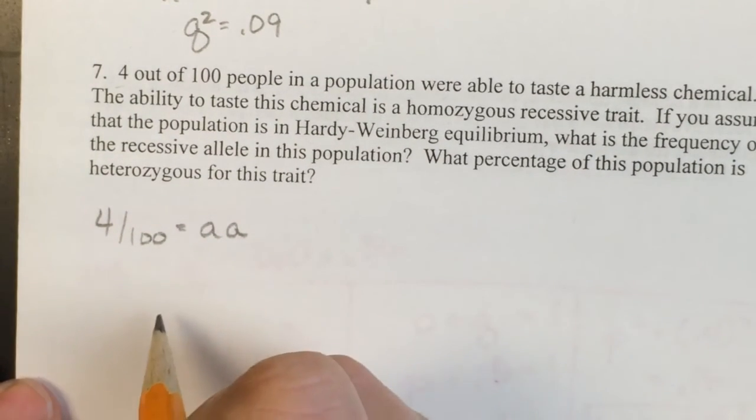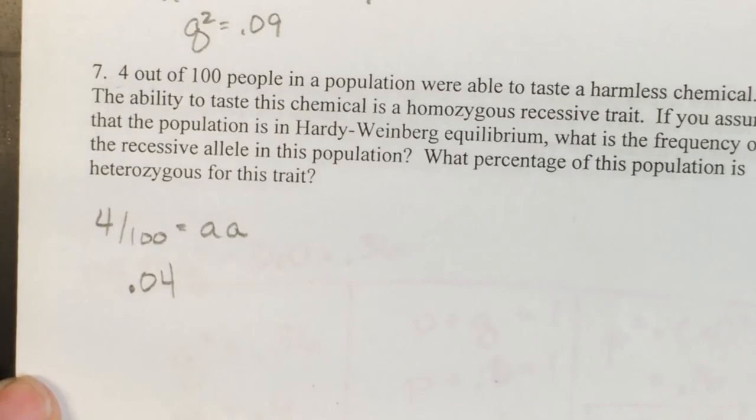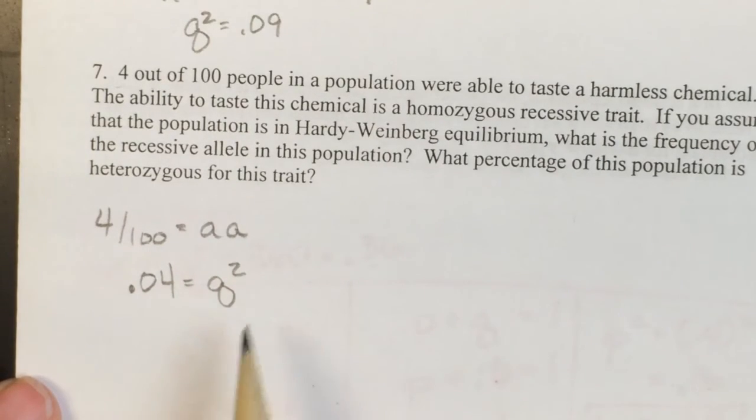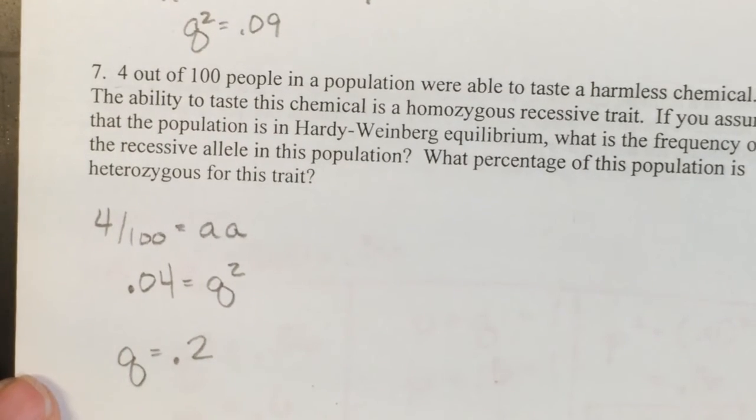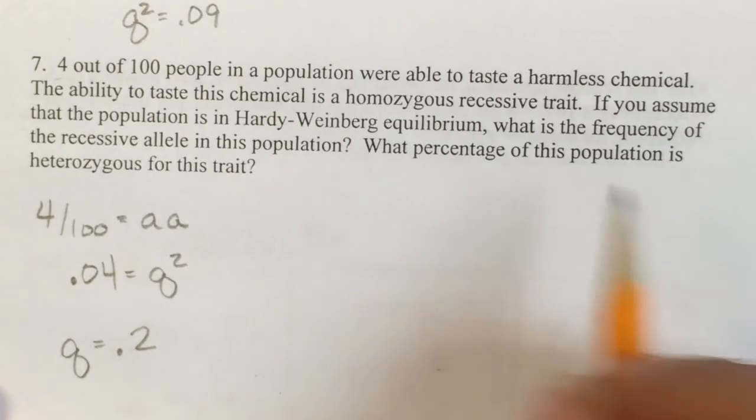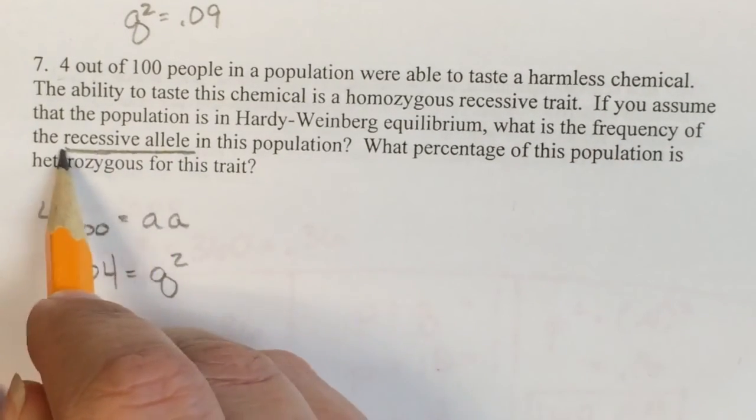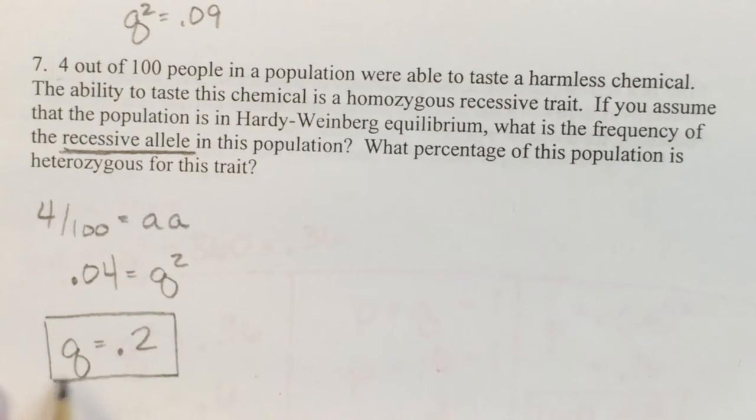So 4 out of 100, if you do the math, is 0.04. And that is our Q squared value. So if 0.04 is our Q squared value, then Q must be 0.2. And so in this question again, it says what is the frequency of the recessive allele? Not of a genotype, just the recessive allele. That is just asking us for Q, as the question above had just asked for P.